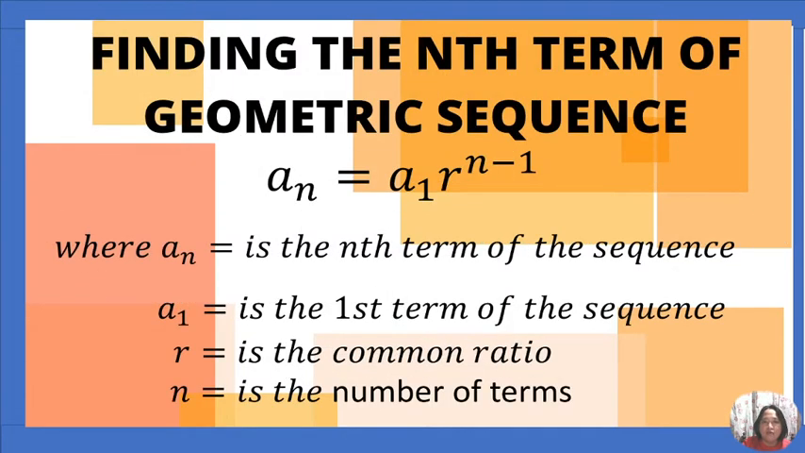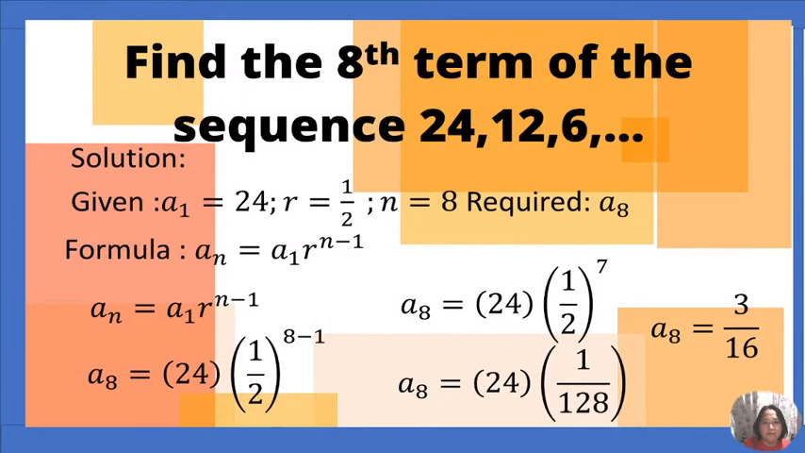In finding the nth term of the geometric sequence, we have the formula a sub n equals a sub 1 times ratio raised to n minus 1, where a sub n is the nth term of the sequence, a sub 1 is the first term of the sequence, r is the common ratio, and n is the number of terms. So let's have an example.